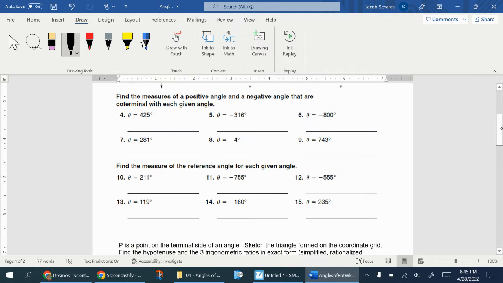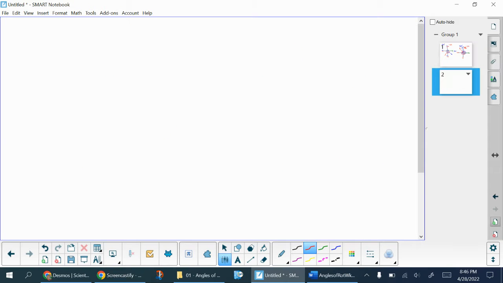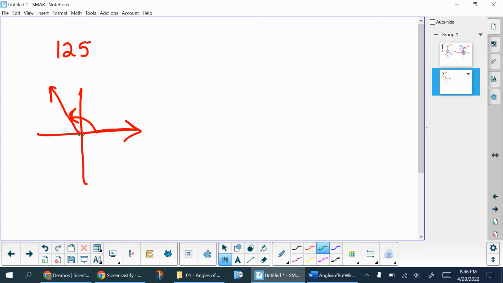Next up, we've got coterminal angles. When you see coterminal angles, we're looking for angles that have the exact same ending position. The whole key to these is that we want angles that are basically 360 degrees off of each other. So if I start off with an angle like 125 degrees, that would be about here. So there's my angle, initial, terminal.